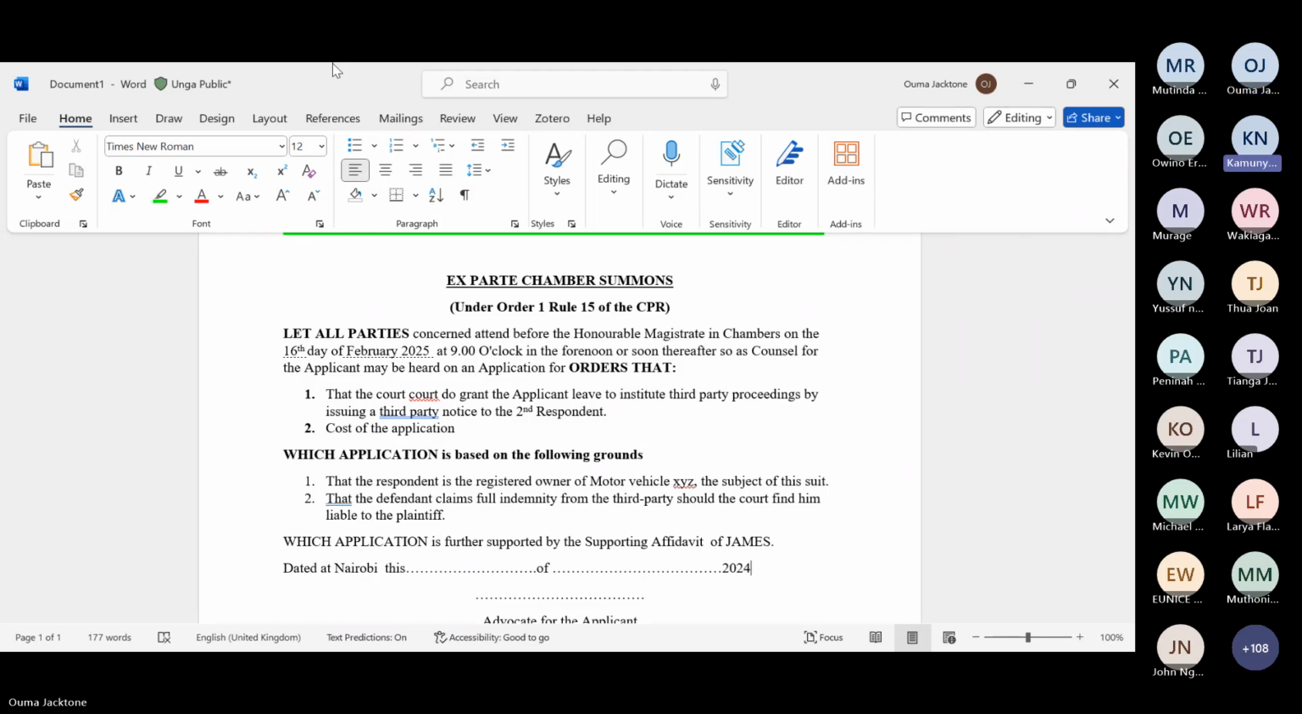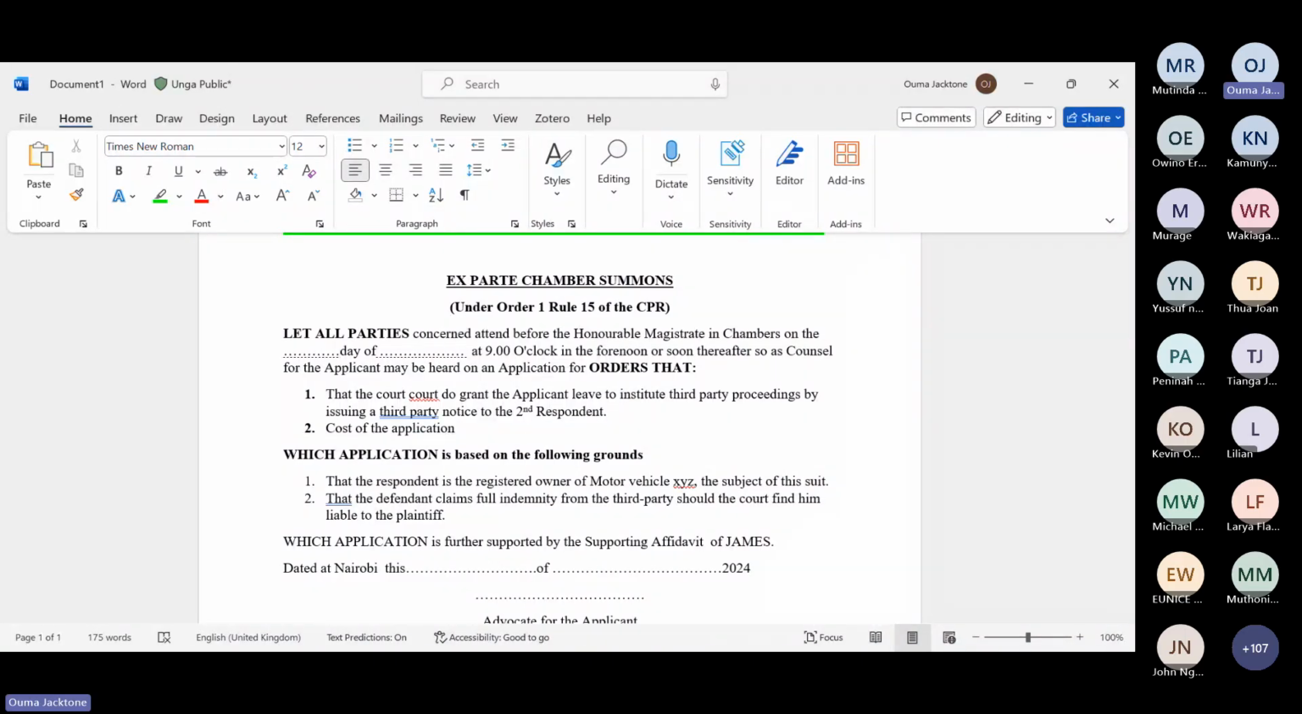So I can see the template. Let all parties concerned attend before magistrate in chambers on the 16th day. So is this the defendant's counsel who sets the date, or where normally when you draft this application? So you normally leave it blank, unless you're very sure of the date, but you'll not be sure of the date. So you just leave it dash because that will be fixed at the registry. So let all parties concerned attend on dash day of dash.